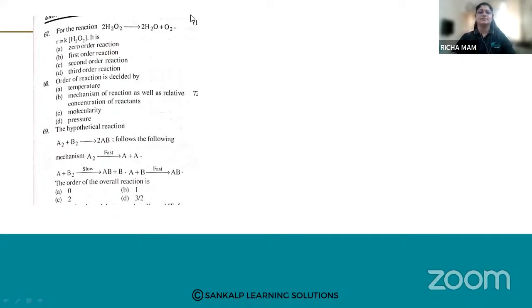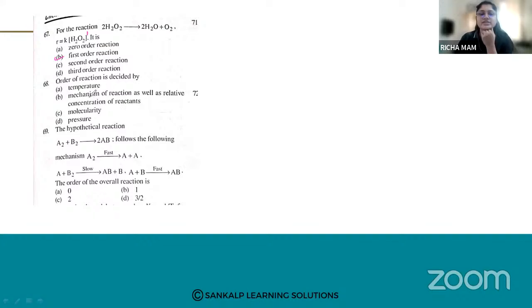Yes. So your H2O2, you can see the rate is equal to K times H2O2. The order of the reaction is equal to, here, how much is it? H2O2 rate is given here. So it is raised to 1. So it is first order reaction. Yes, first order reaction.